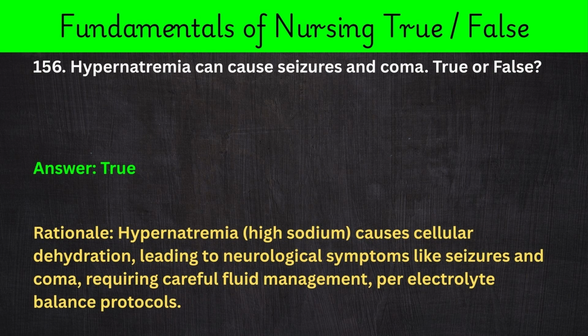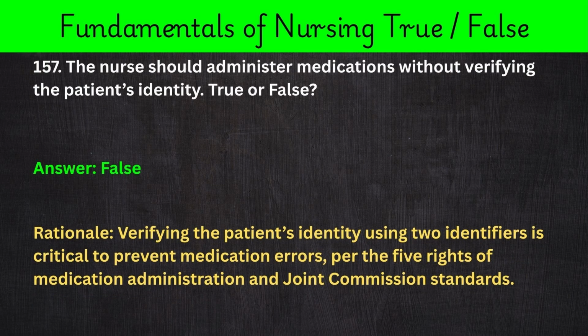156. Hypernatremia can cause seizures and coma. True or false? Answer: true. Rationale: Hypernatremia, high sodium, causes cellular dehydration, leading to neurological symptoms like seizures and coma, requiring careful fluid management, per electrolyte balance protocols. 157. The nurse should administer medications without verifying the patient's identity.